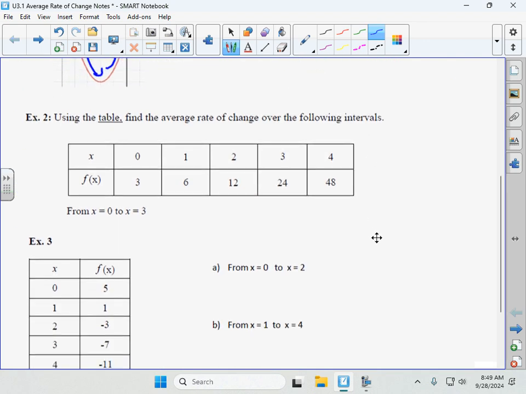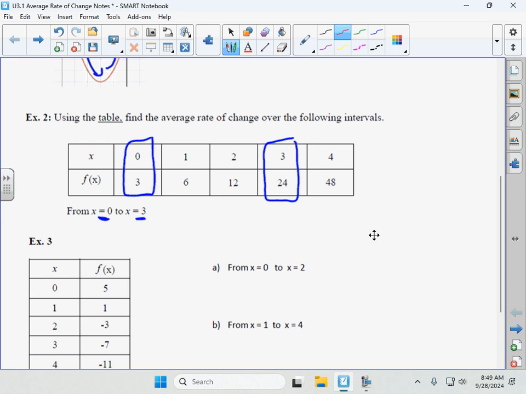All right, so let's do example 2. Now we're going to use an XY table. It says, using the table, find the average rate of change over the following intervals. From x equals 0 to x equals 3. On a table, it's pretty easy because all you have to do is highlight when x is 0. Here's the ordered pair. And then when x is 3, here's the ordered pair. Then you just use your slope formula, where the y's go on top and the x's go on the bottom.